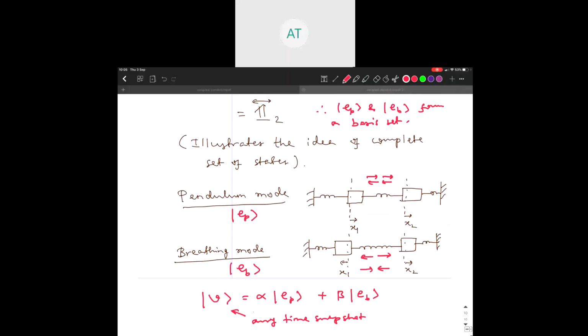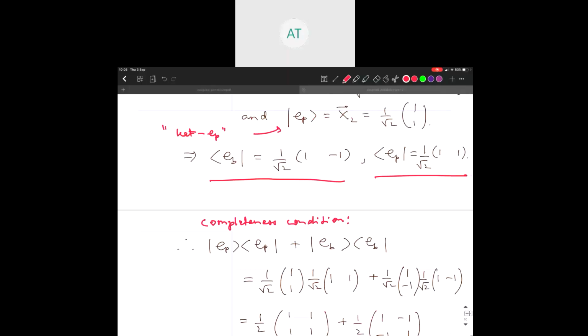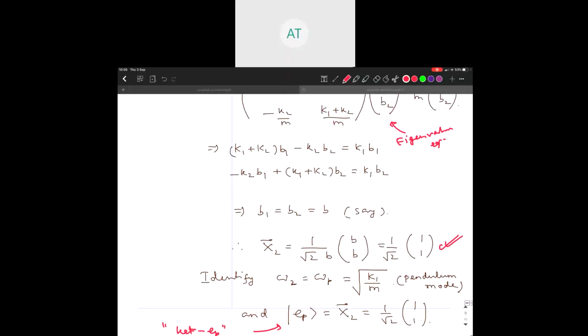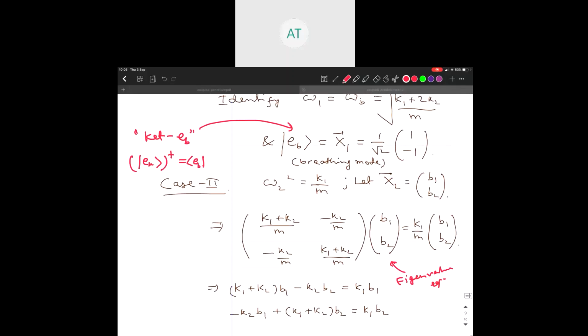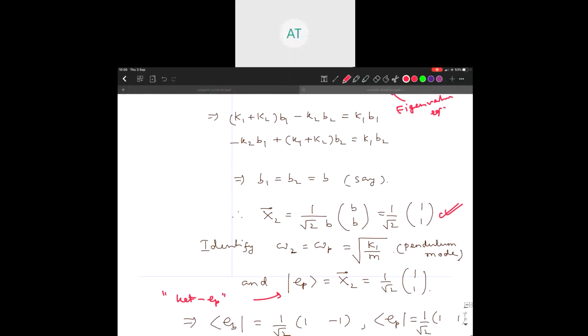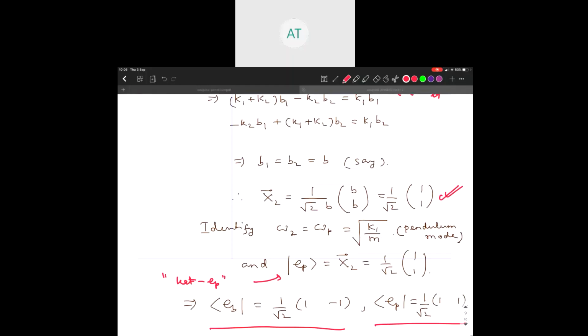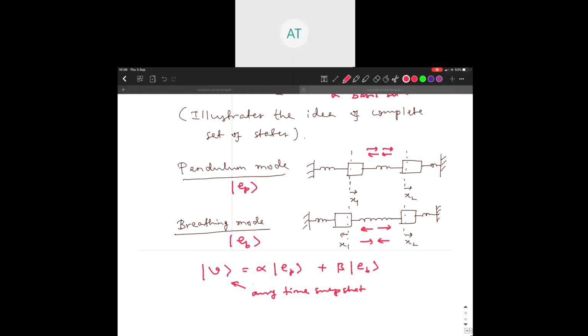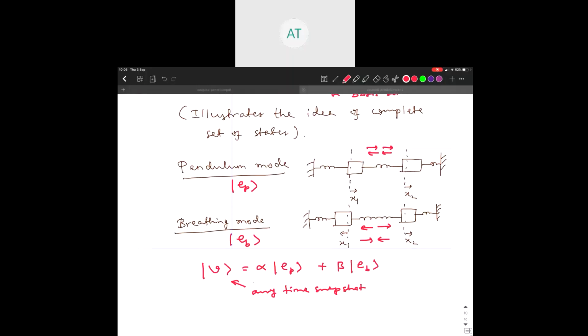So in this case, omega p corresponds to a frequency which corresponded to the pendulum mode. Therefore the pendulum mode is going to be a low frequency mode, whereas the breathing mode is going to be the high frequency mode.